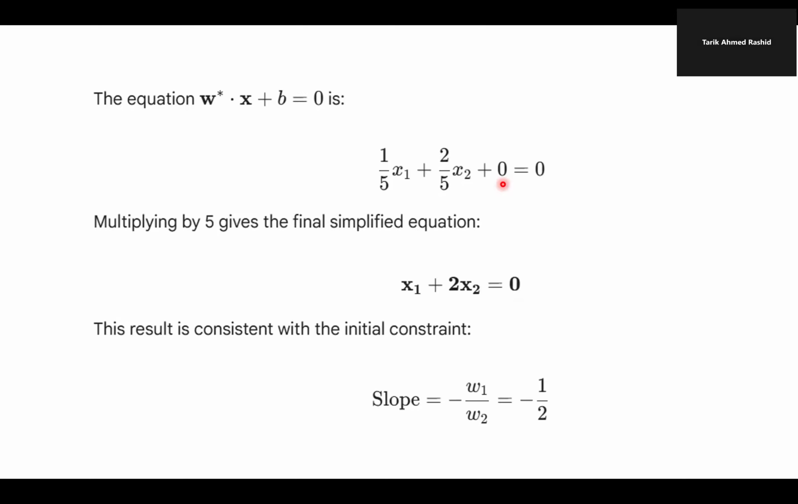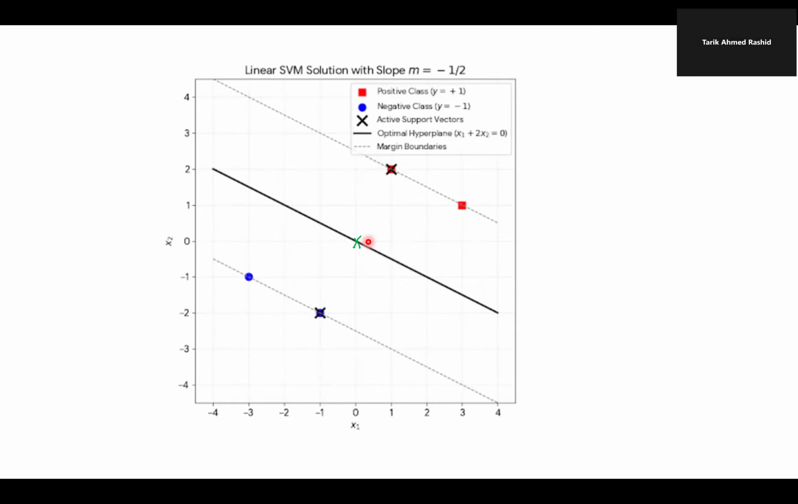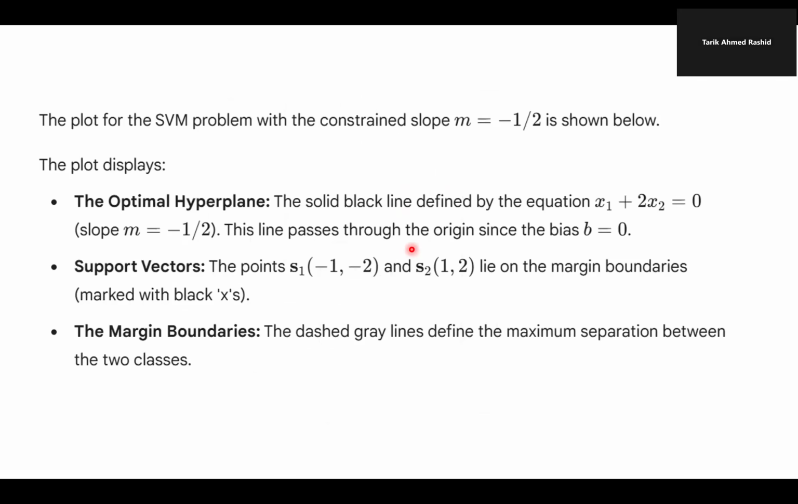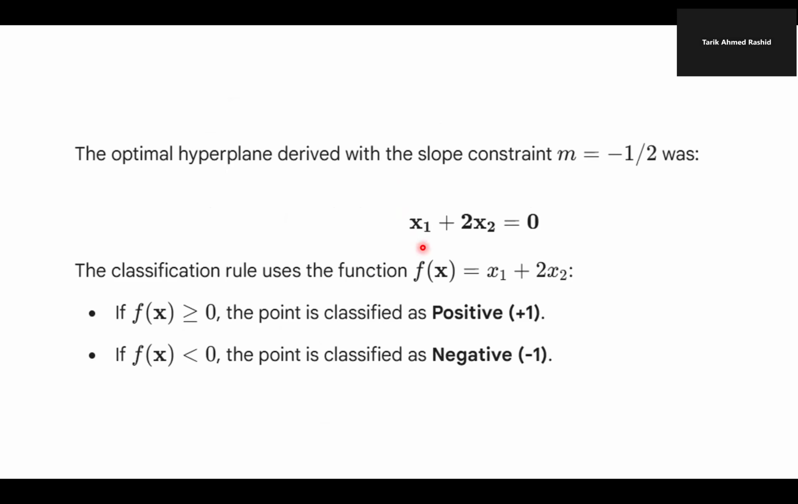If we plot it this way, these are the classes in red. This is a support vector, this is a support vector, and the line goes through the origin because B was 0. That was the idea of how we manage. And this is the slope, which is minus 1 over 2. So that is the idea of how we work with support vectors.